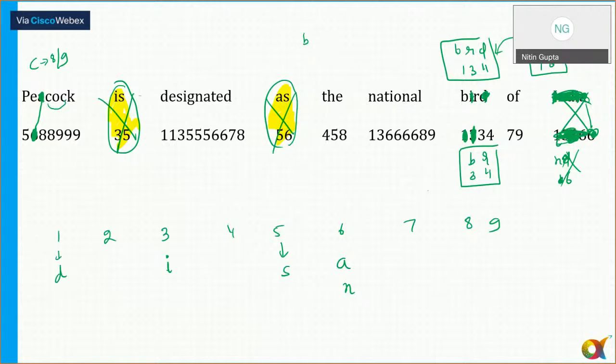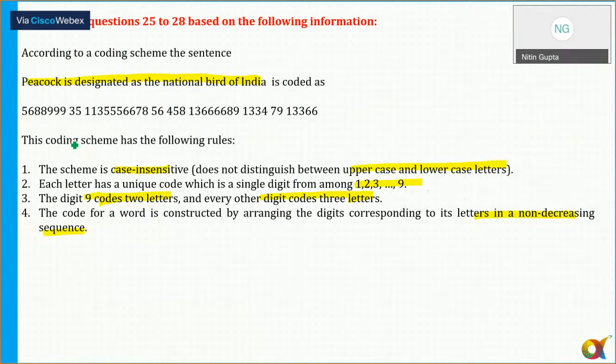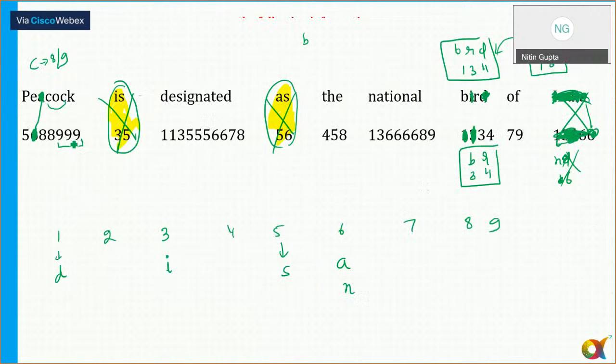But we know that 9 is used only for 2 letters. Now 9 is being used 3 times here, that is the key. If I use 9 three times, can all three letters be different? Because the condition says, third point, the digit 9 codes only 2 letters. So the 3 9s can represent only 2 different letters.